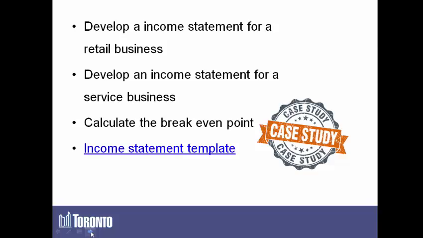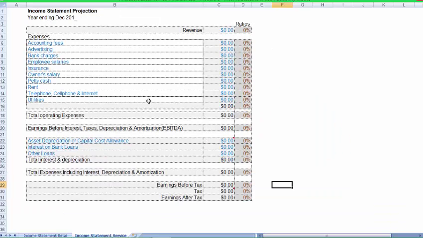So what I'm going to show you now in this case study is how to develop an income statement for a retail business or manufacturing business. Then I'm going to develop one for a service business. I'm also going to help you calculate your break-even point. What I encourage you to do once you've gone through this exercise is to use the templates attached to this video and create your own income statement forecast. So let's start working on this.